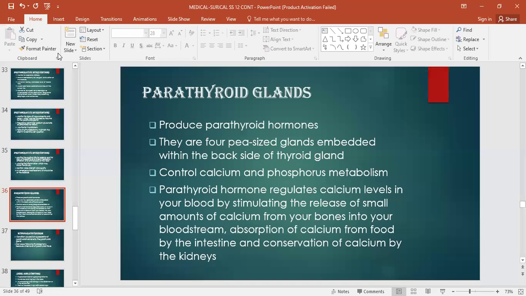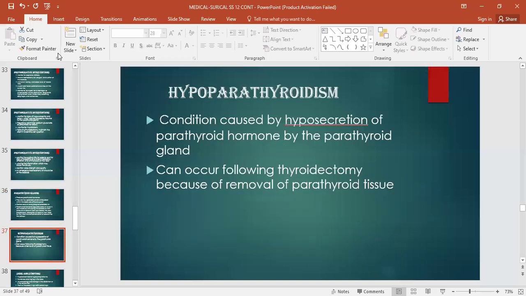Then they also help in absorption of calcium from food by the intestine, and they reduce renal excretion of calcium. So they reduce the rate at which the calcium is being excreted through the kidney. So they conserve calcium. All they are after is increasing the blood calcium level.